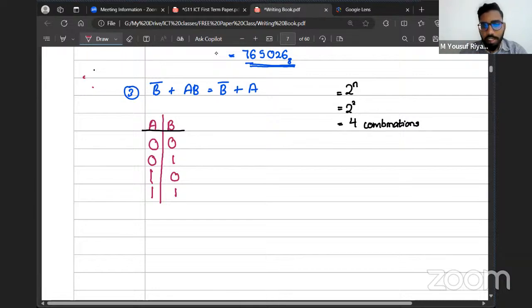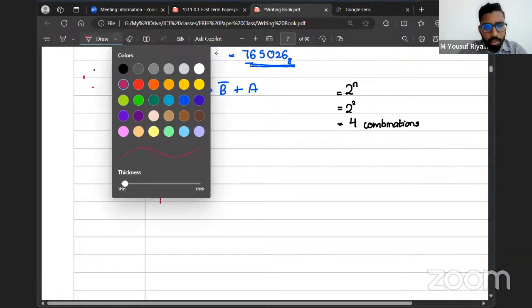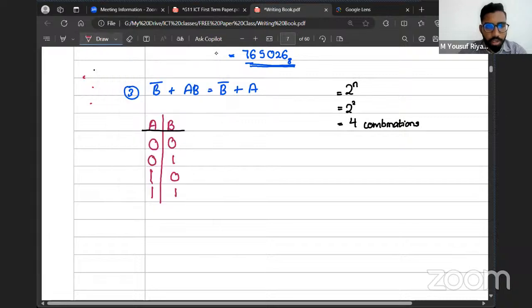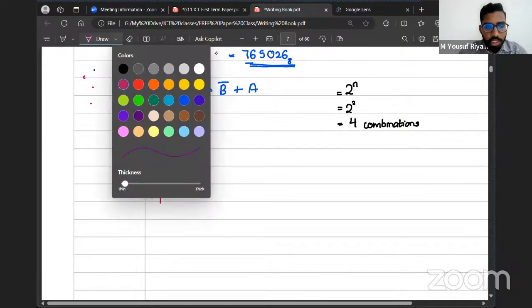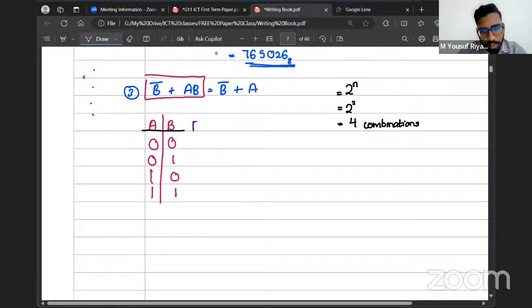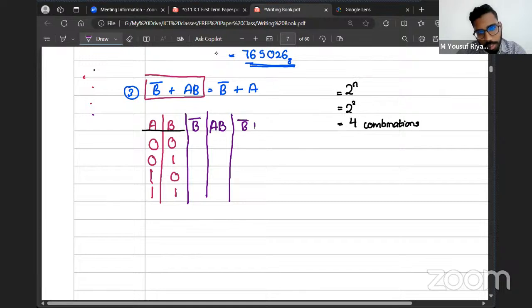Now let's see what are the things we need. Looking at this truth table and this equation, for the first side we need the value of B dash, and also we need the value of AB as well. So to mention the output, I'm going to have one column called B dash, another column called AB, and another column called B dash plus AB. First, let's do this. Okay, let's fill this B dash column.